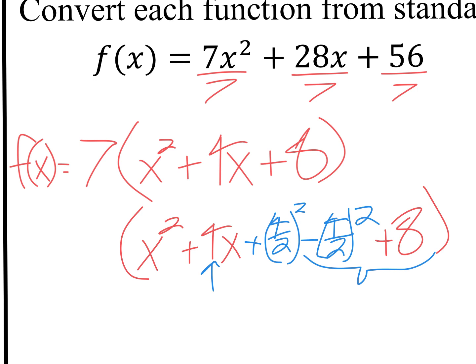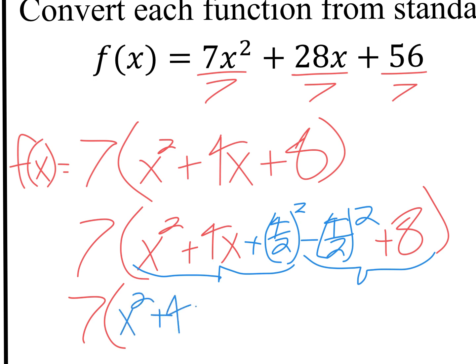Before I do that, though, I got a little ahead of myself. I'm going to put that 7 on the outside. Like I said, it stays on the outside the entire time. So I'm going to group those outer two terms together, and then group these inner three terms together. So I have 7 parentheses, and then x squared plus 4x plus 4 divided by 2 is 2, 2 squared is 4, so plus 4, and then I'll put a little gap, minus 4 plus 8.